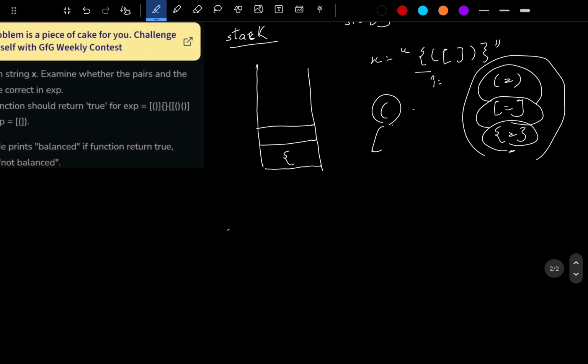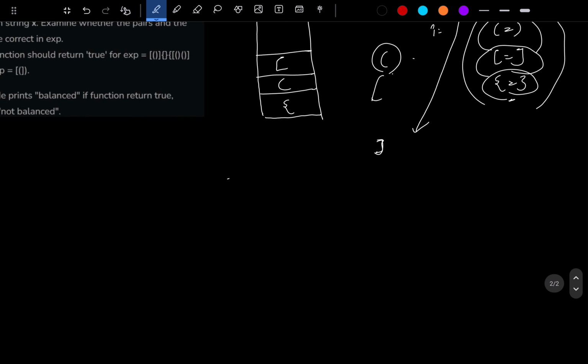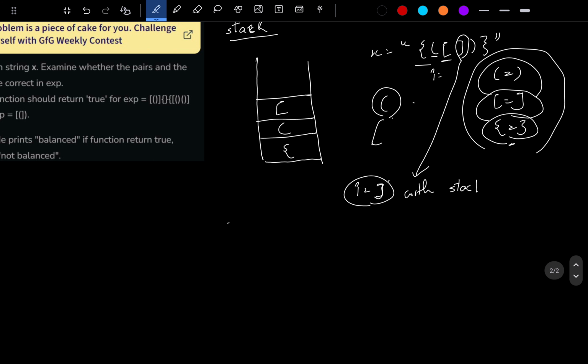Suppose this symbol comes, we will insert. This symbol comes, we will insert, because these are starting symbols and there is no need to check the stack top. Whenever this symbol comes, we will check the current input, which is i, with the stack top. Stack top is nothing but the element on the top of the stack, which is nothing but this symbol. I'm sorry, stack top is nothing but the left closing bracket.